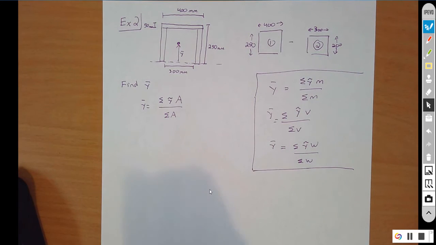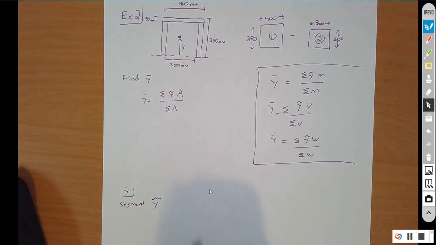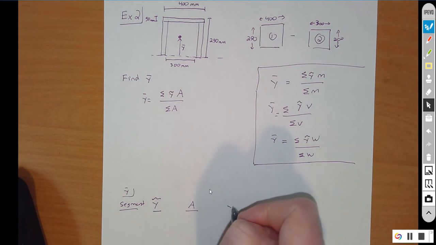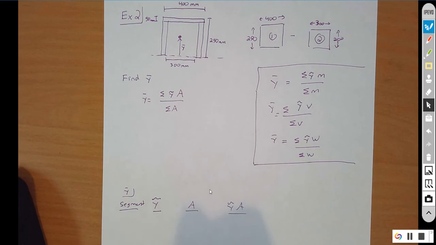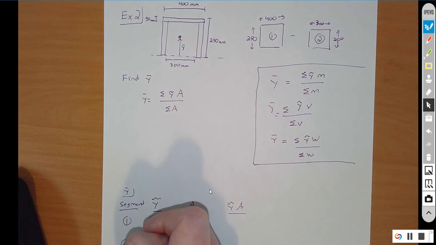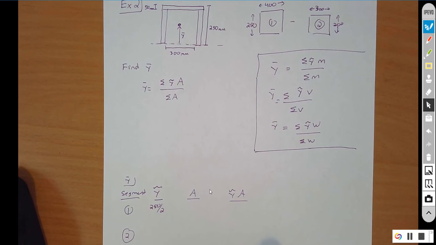Alright, so let's set up a table. We want to find y bar, so we will have segment, y bar, the area, and then we will calculate y bar times area over here. So segment 1 and segment 2. For segment 1, its y bar is 250 over 2, so just half of that, 125. For segment 2, it is at 100.